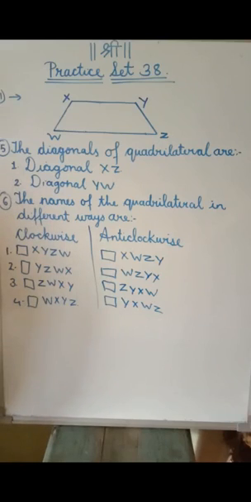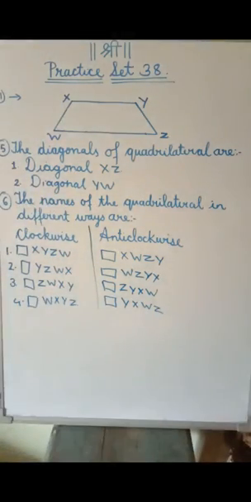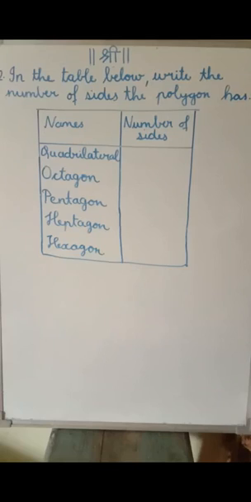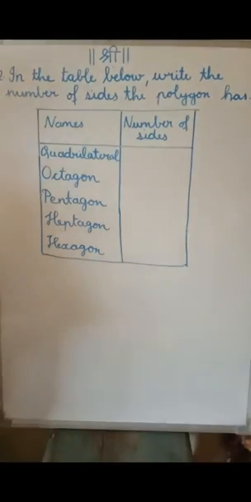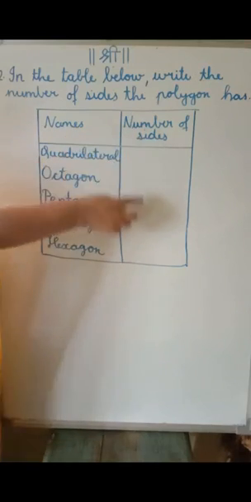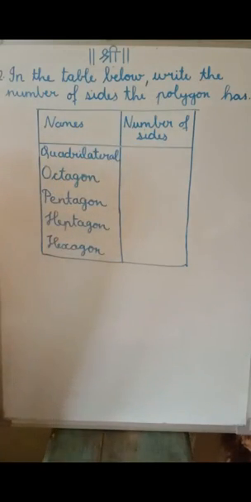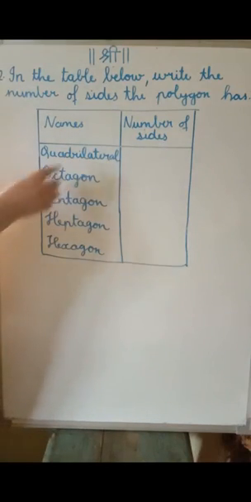In this way we have completed the first question of practice set 38. Now write down the answers to question 5 and question 6 neatly in your CW. Question 2. In the table below, write the number of sides the polygon has. Here we have the names of figures, and here we are going to write the number of sides. First, quadrilateral.